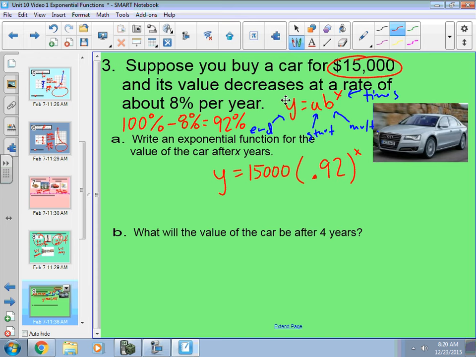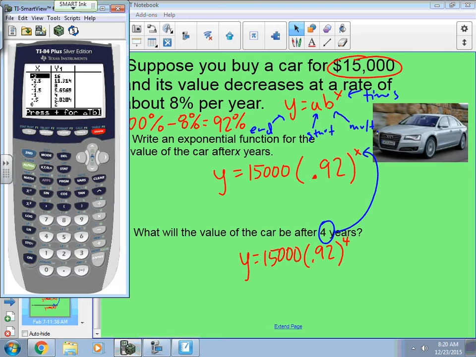0.92 is our multiplier. Okay, so what's our value of our car after 4 years? So now what we need to do then is just take this and put it in for X. That's the number of times we're going to be doing that. So we got 15,000 times, it's always 92% of what it was the year before, to the 4th power. So now if you put that in your calculator, you should be able to calculate the value of this car.